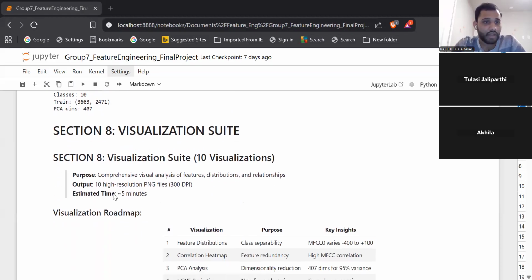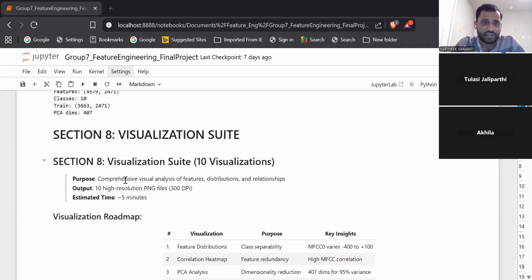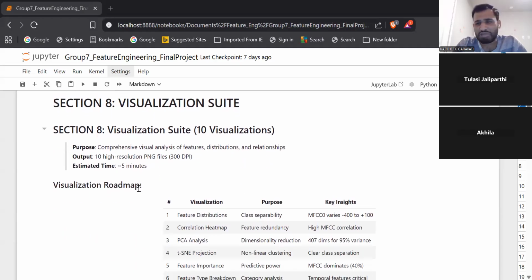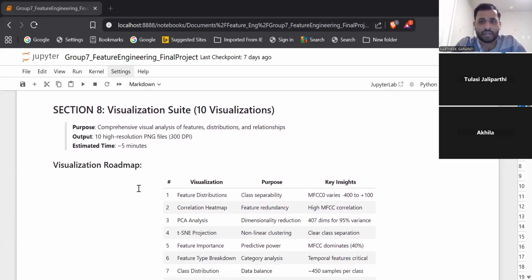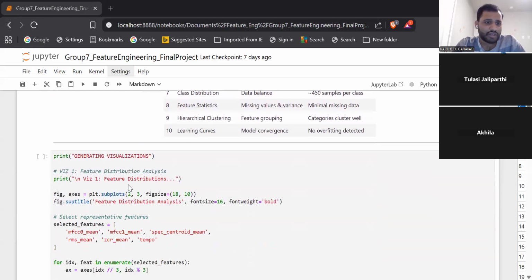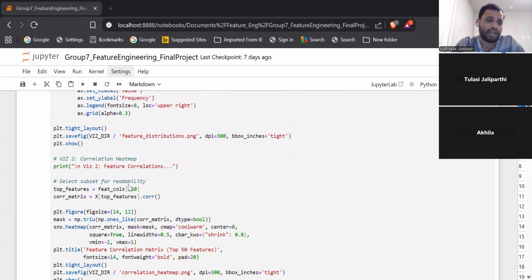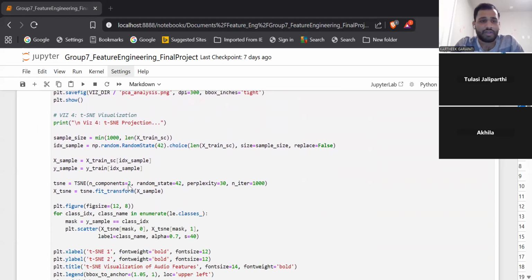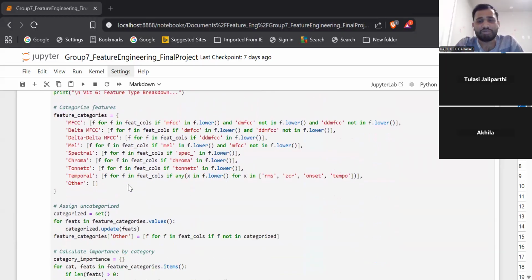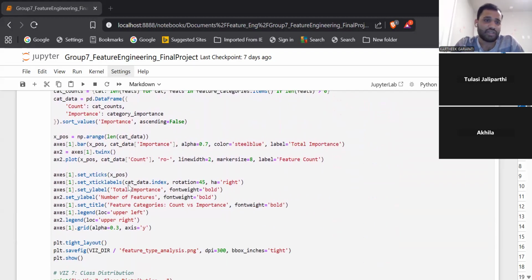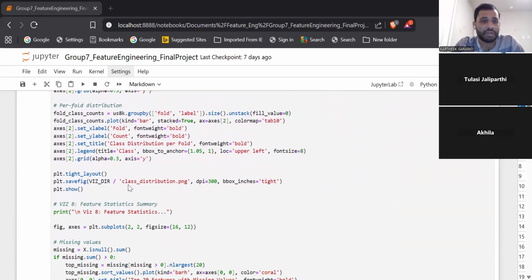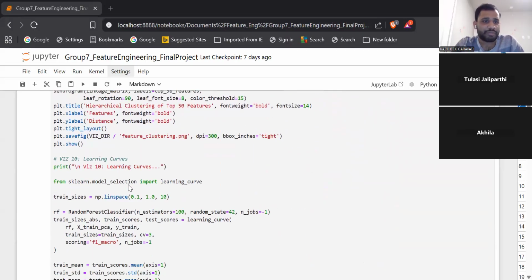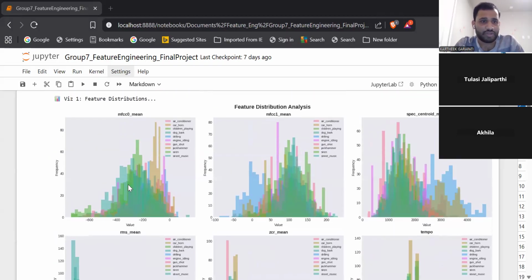And coming to section 8, that is the visualization, around 10 analysis visualizations and their analysis. We'll directly step into the visualizations, as the code is similar for every visualization. So we'll go straight to the outputs.